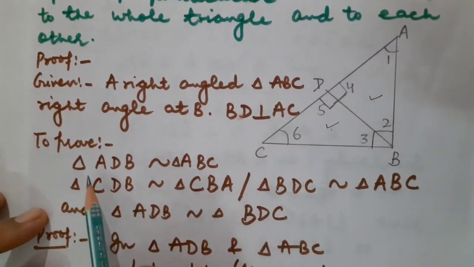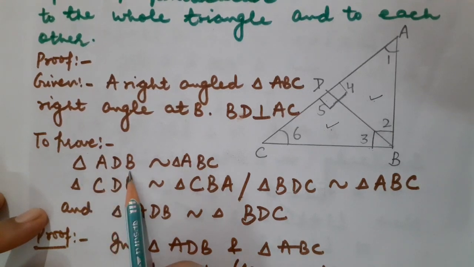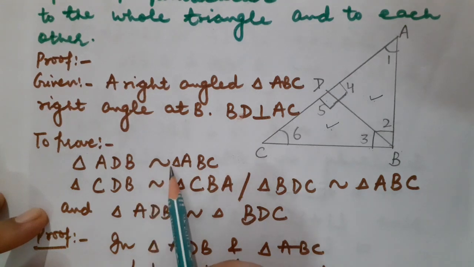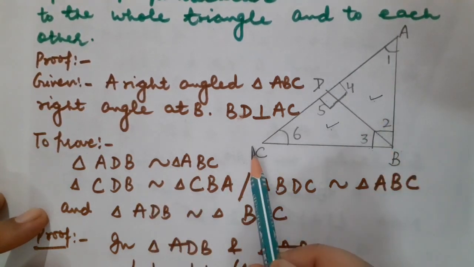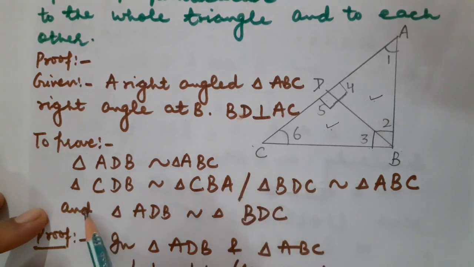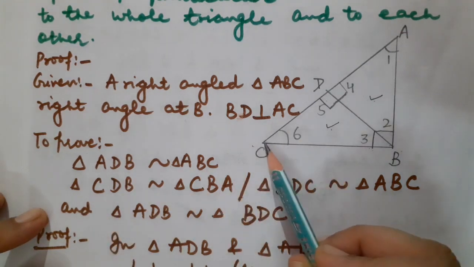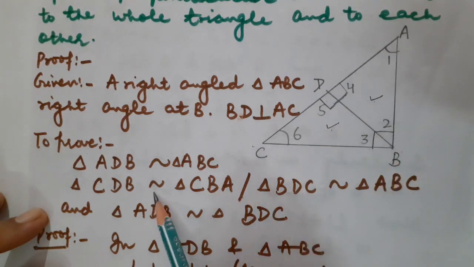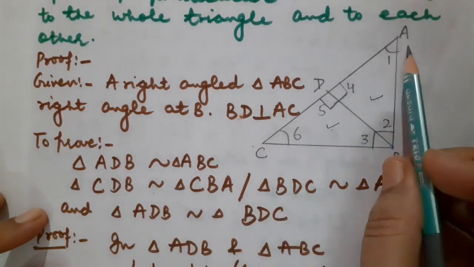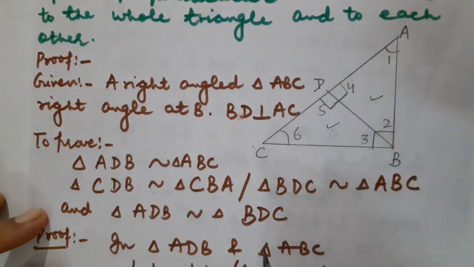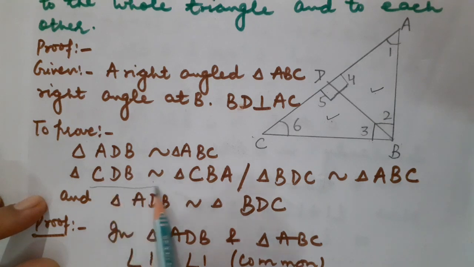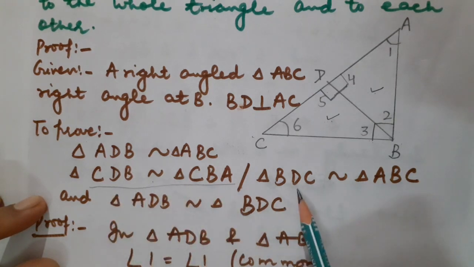So what we have to prove? Triangle ADB is similar to triangle ABC. Correct? And what else we have to prove? Triangle CDB is similar to triangle CBA. This CBA is nothing but ABC only. Got it? Okay. Or you can write like this also. The names of these triangles you can write like this also.